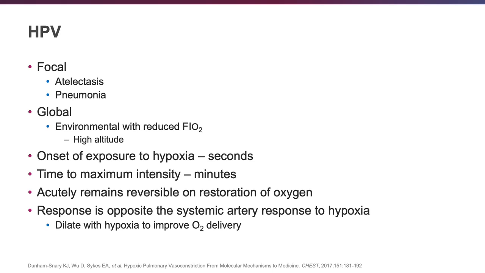It can occur globally when patients are exposed to reduced FiO2s, such as when patients are at altitude or in global disease states of the lung. The onset is usually within seconds of exposure to the hypoxia, but it can take many minutes to reach maximal intensity. When oxygen is restored to patients, HPV is acutely reversible. And again, the response is opposite of the systemic artery response to hypoxia, where systemic arteries will dilate in response to hypoxia in order to improve oxygen delivery to areas where it's needed.